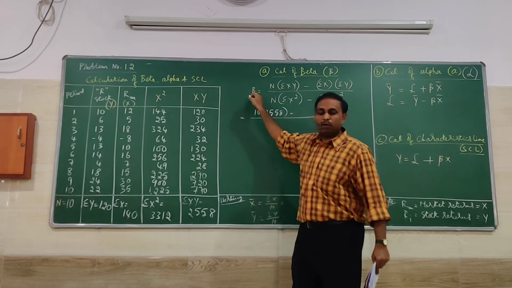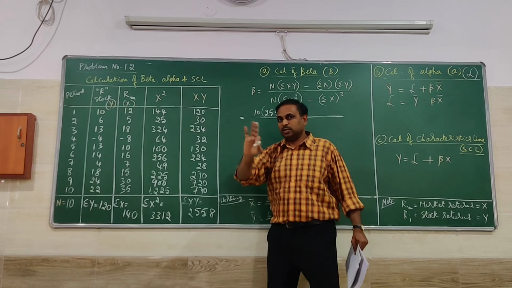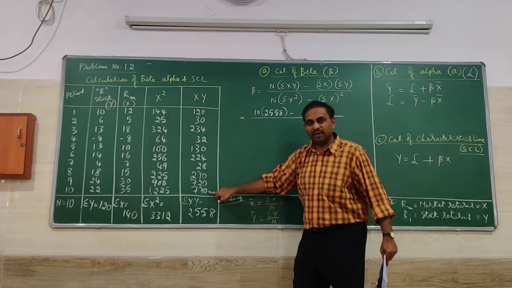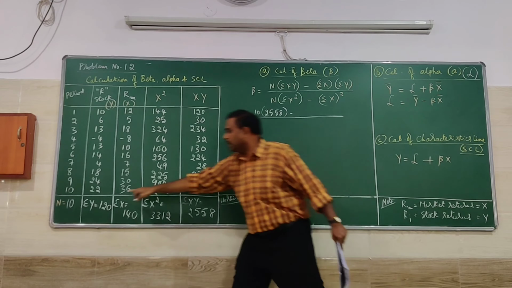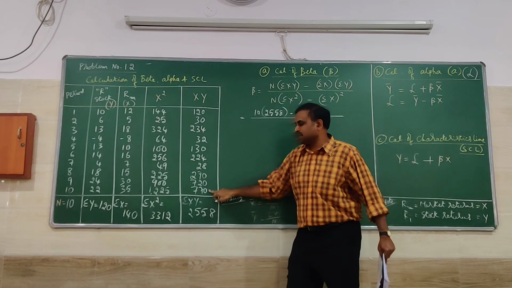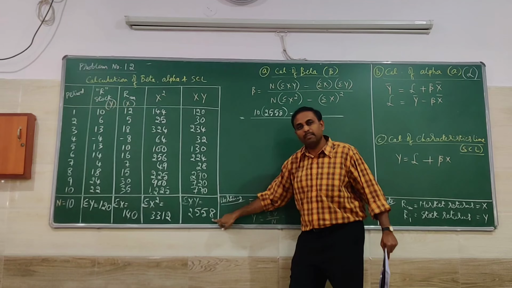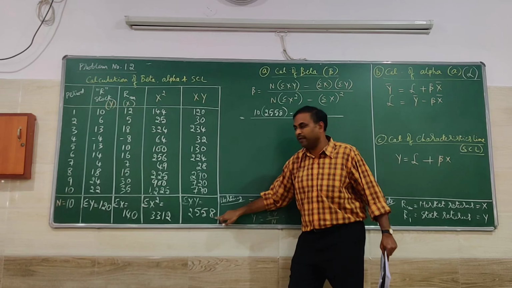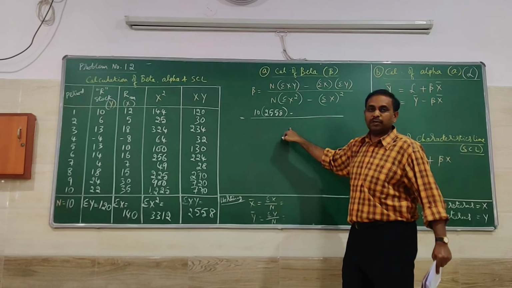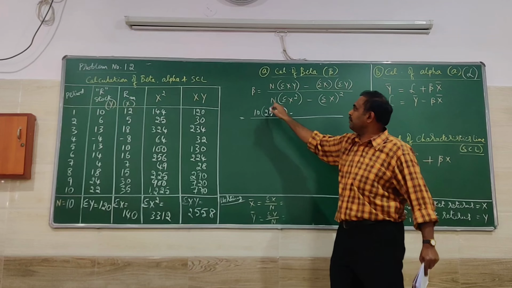So here we have to calculate the beta value. There is one correction, not 780, it is 770. 22 into 35 is 770. The total remains same, 2558. Coming to the substitution for calculation of beta, we have to be very careful.